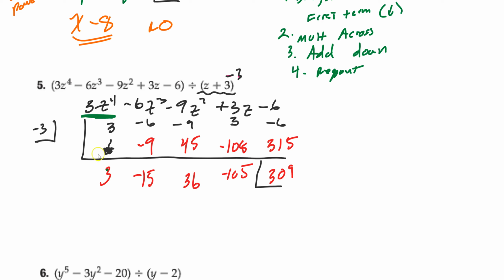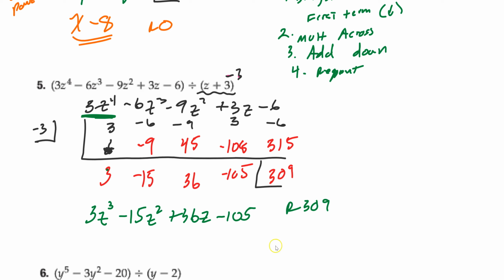So this is z to the 4th, so the answer starts with 3z cubed. Then you just go down in order. That's z cubed, that must be 15z squared. That must be 36z. That must be the constant term. And we have a remainder of 309.